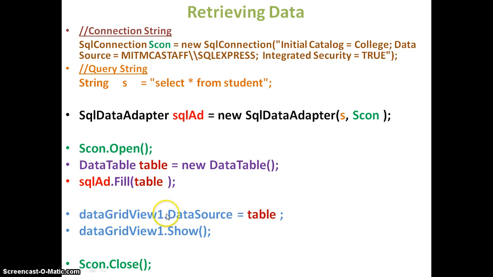This is the statement. Once we have bound the data to the grid view, we will be able to view it. Till then, the data will be available in the table, which means from the database we have taken the data to the data table, and now we are binding the data table to the grid view. This is how we are supposed to do it. So from the database to the table and then to the grid view. Once we are done, it will appear in the grid view, and we can close the connection.